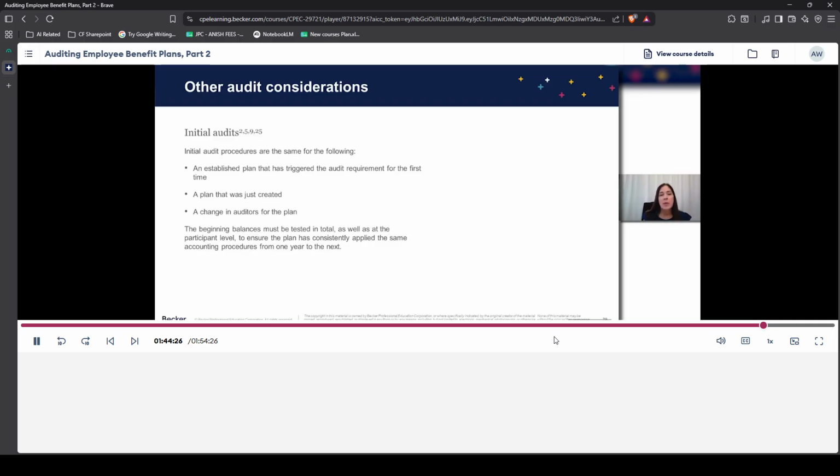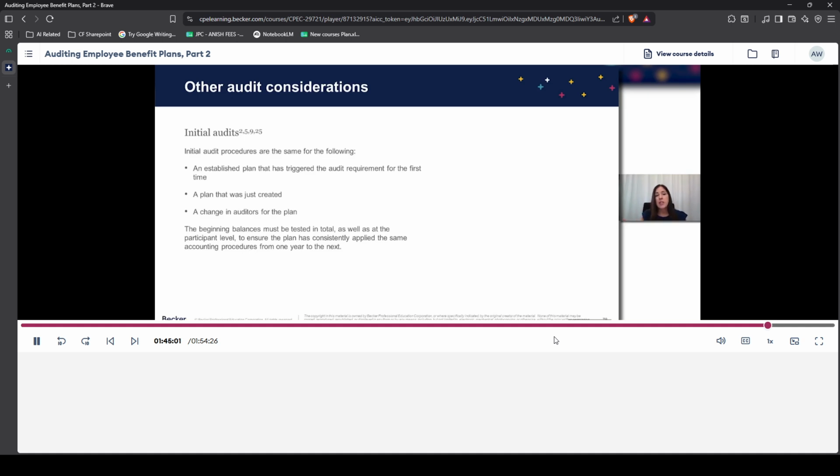Now let's talk about a couple of other areas that can sneak up on auditors and they're not aware of some of the procedures that they have to follow, especially in regards to initial audits. With an initial audit, if it's the plan's first time they've ever become subject to the audit requirement, well, we're going to have to present a comparative statement of net assets. So we're going to have to test those beginning balances to determine whether or not they are materially misstated and whether or not the accounting policies and principles have been consistently applied.